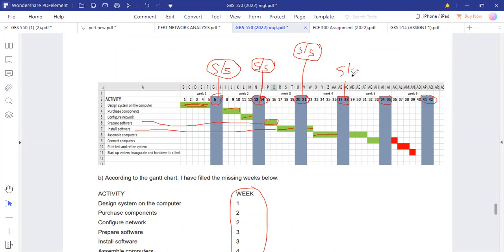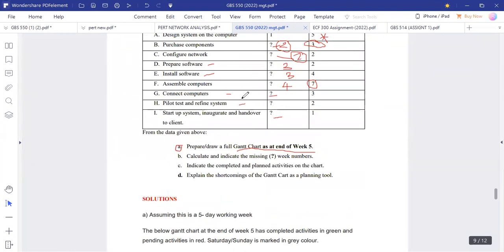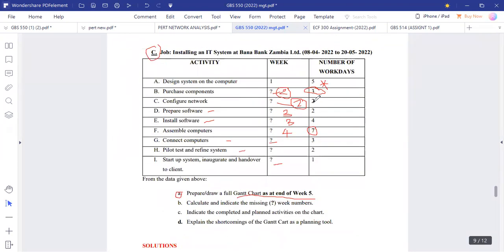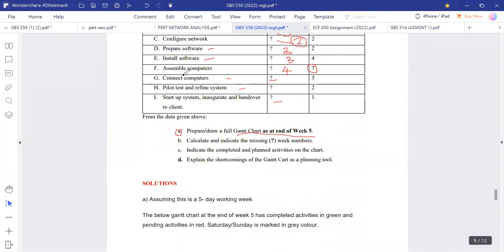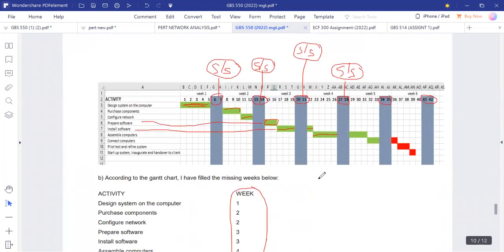And then it will be completed the other week, but we are supposed to say week 4 for assemble computers, okay? It's week 4, but it will be completed the other week. But we're just talking about the week in which that will be done. All right, so now connect computers. Connect computers can only be done after we assemble computers. So after this one has been completed, that's when you can connect the computers.